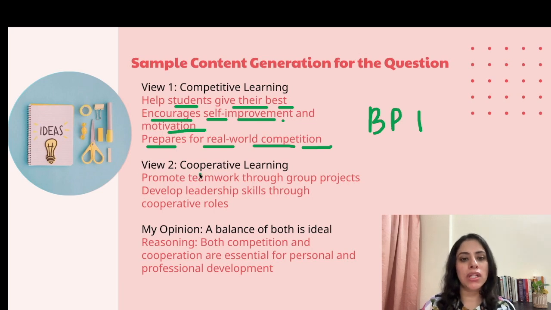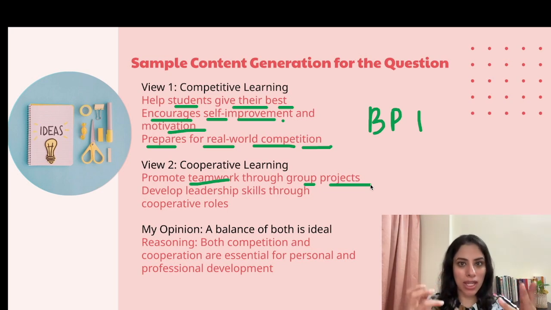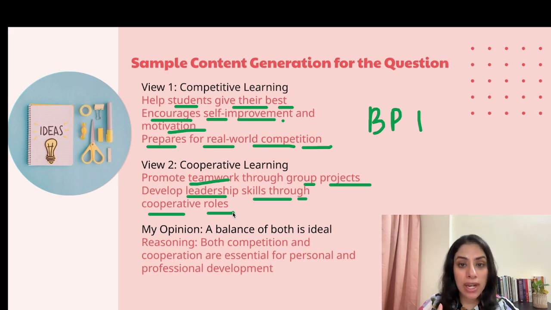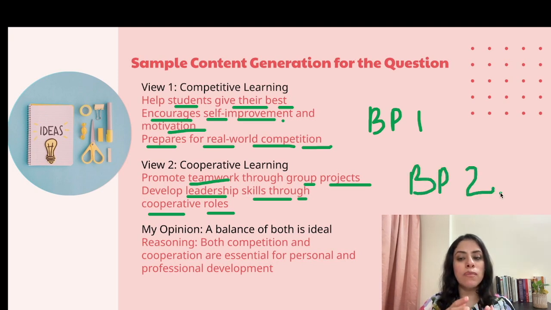Then the second view, how they should be taught to be more cooperative. So it promotes teamwork through group projects. One should understand and be humble enough that everything is not a race, and they should have that soft corner for their fellow mates, especially if they're working in teams or if they're working in a group project. Then it develops leadership skills through cooperative roles. If there are some cooperative group projects, it will allow one to learn those skills, right? So these are the points which will go in body paragraph 2.